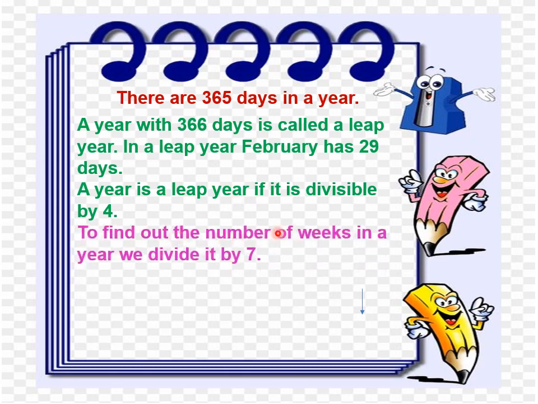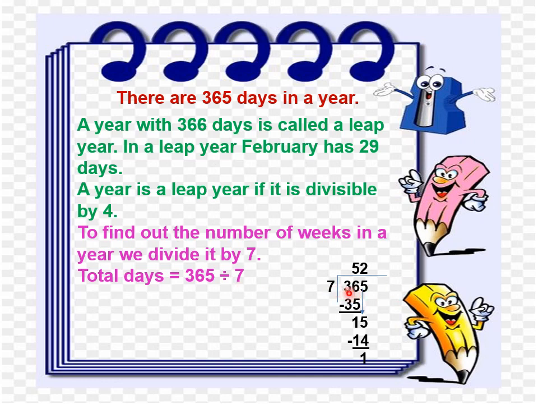To find out the number of weeks in a year, we divide by 7. If we want to find how many weeks are there in one year, we divide the total days by 7. In an ordinary year the total days are 365. We divide that by 7 and we get the total weeks. So 365 divided by 7.